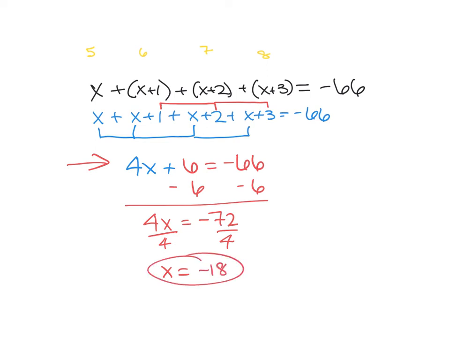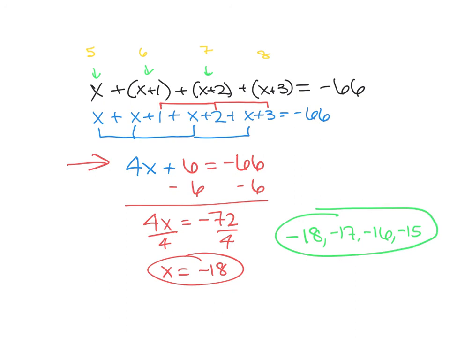Now what I have to do is plug that into this initial one term, the next term, and so on. So really, I have negative 18. Negative 18 plus 1 is a negative 17. Negative 18 plus 2 is going to be a negative 16. And negative 18 plus 3 is a negative 15. So these are my 4 consecutive terms that if you add them all together will give you a sum of negative 66.